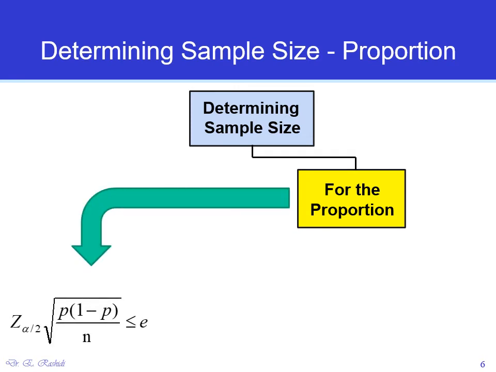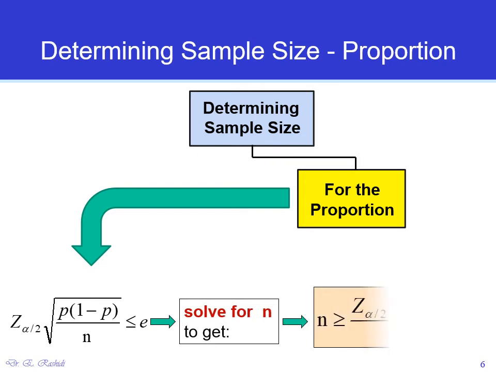So this is the margin of error in our confidence interval formula for proportion. It should be less than E. E is a given value, the margin of error. We know this. So now from here, we can actually solve for n. And this is what we get. n should be greater than or equal to the critical value z of alpha over 2 squared multiplied by p multiplied by 1 minus p, over E squared, which is the margin of error.